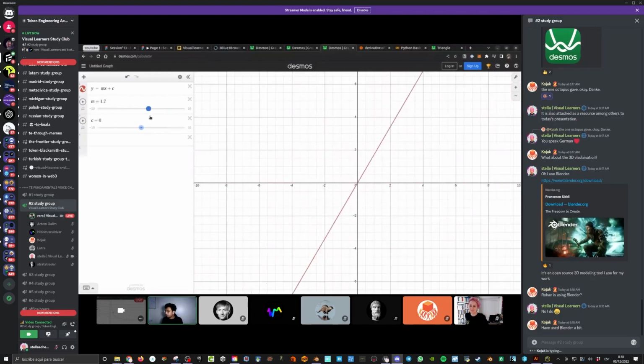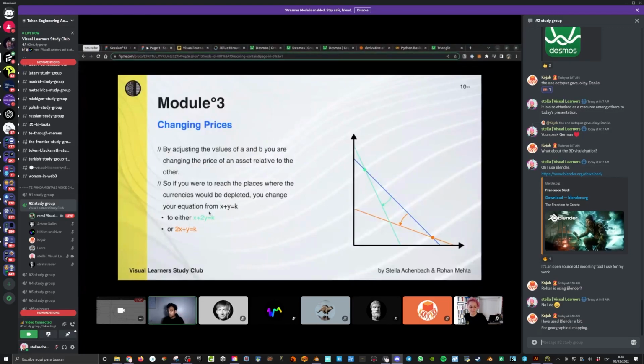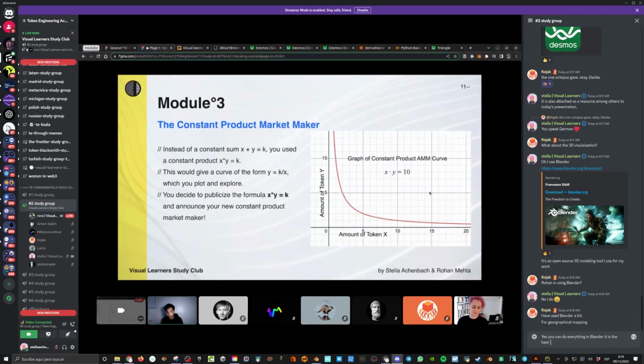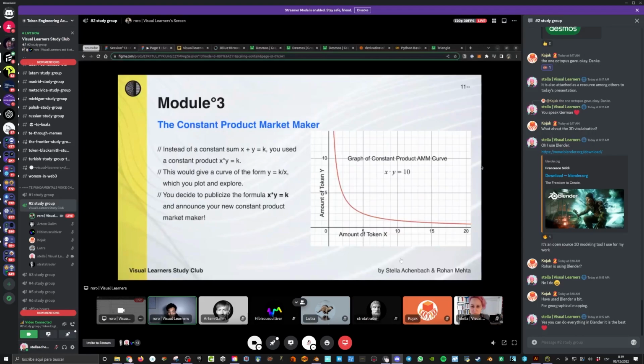So if this makes sense to everyone, I guess we'll understand weighted constant sum market makers, where basically at every point in this curve, x will be twice as worth as y is. So for every x, you'll have a fixed number of y's that you'll get. Right. I mean, so we get to constant product market makers.